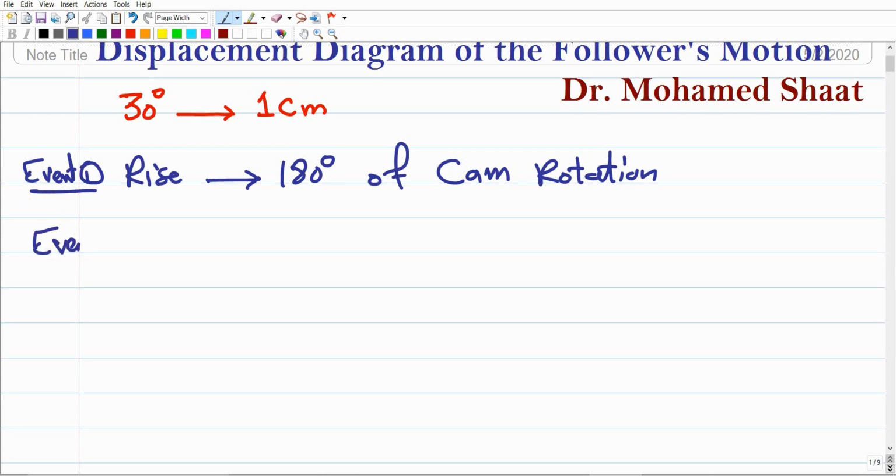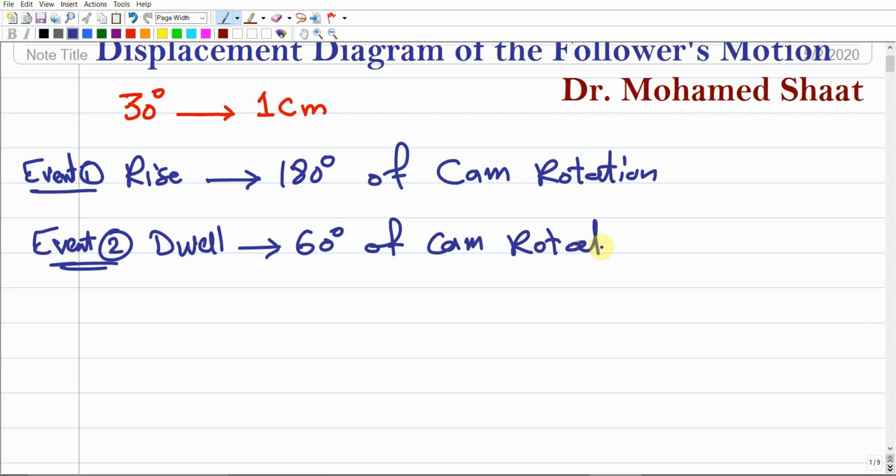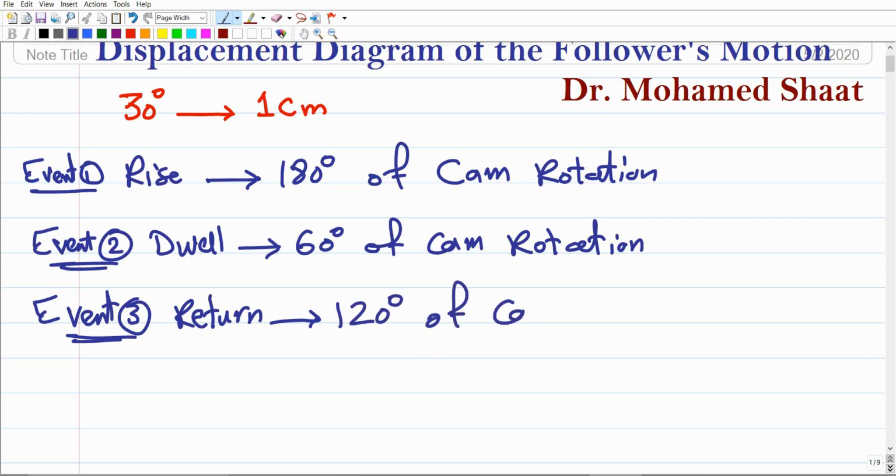Then the second event is that the follower should dwell for 60 degrees of the cam rotation. Then the third event is going to return for the rest of the cam rotation. If you add 180 plus 60 and subtract from 360, we still have 120 degrees of the cam rotation that represents the return of the follower. So this is the 360. If you sum all of these angles, it is 360.